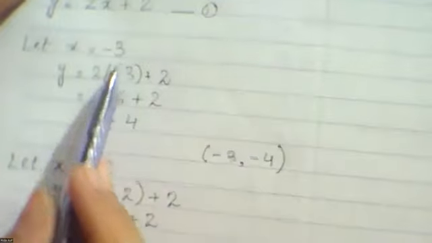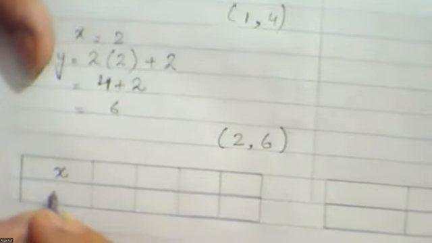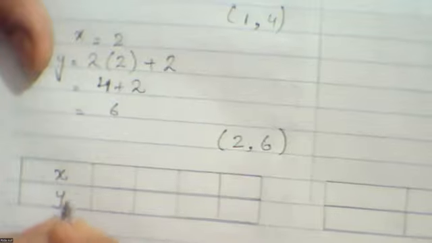Yes, so it's clear. We have taken 4 values of x. x equals to -3, x equals to -2, x equals to 1 and x equals to 2. As you can see, we can easily get the 4 values of y on given values of x. So we can draw a table like this. We can write down x and y.